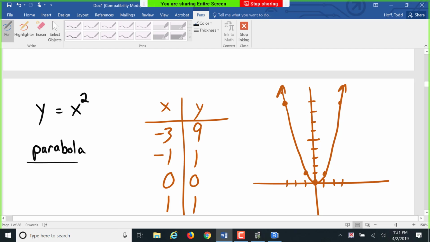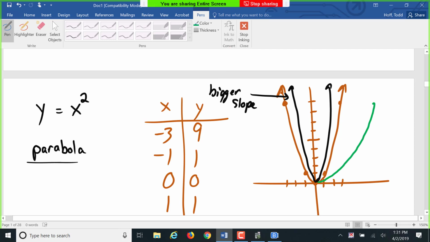It can get narrower. Notice when it gets narrower, the sides get steeper. So that would be a bigger slope. It could get wider. Notice when it gets wider, the sides get less steep. That would be a smaller slope.